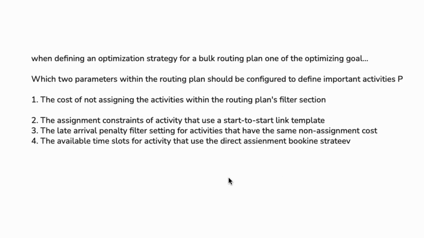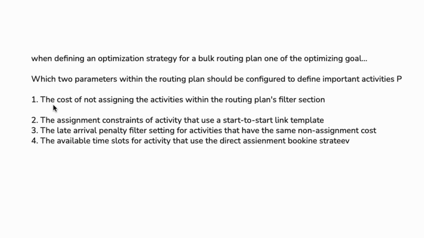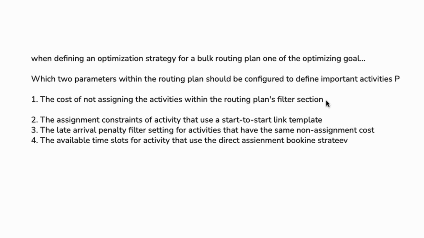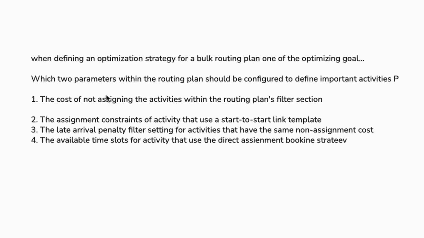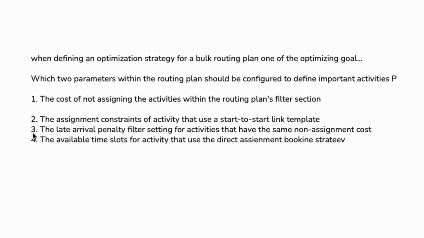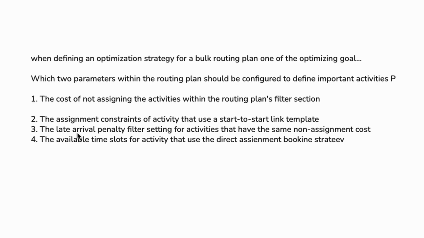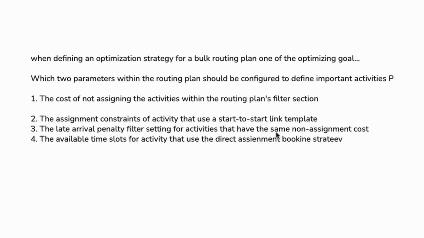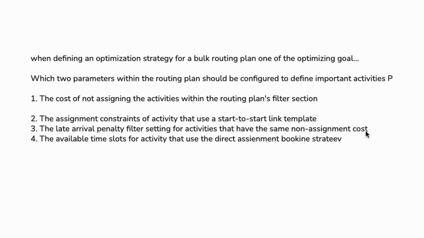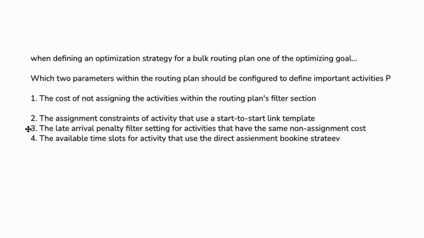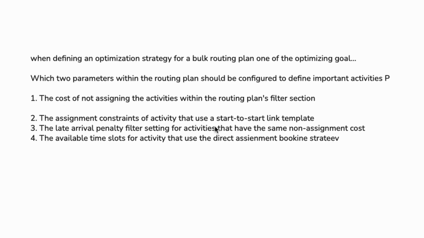So it's very straightforward. Important activity means the cost of not assigning the activity within the routing plan's filter section will be high. So option first, and option third, the late arrival penalty filter setting for activities that have the same non-assignment cost. So as per my understanding, option 1 and option third is the correct answer.